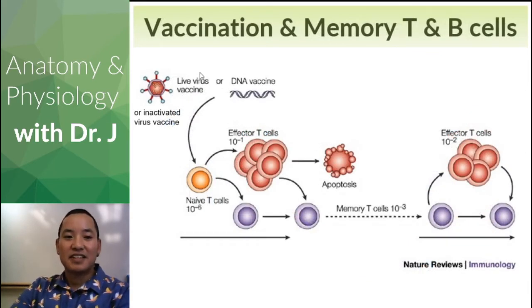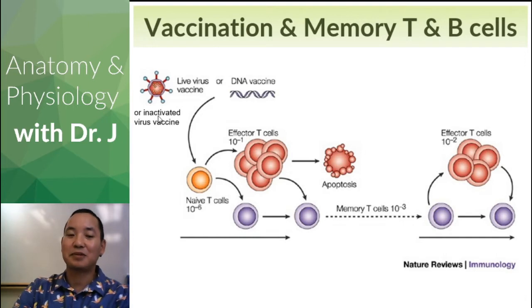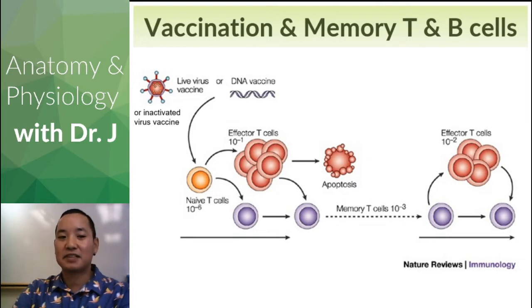So here we have a live virus vaccine or a DNA vaccine, or inactivated, or sometimes we call it attenuated, where it is the live virus, but you process it in a certain way where it can't replicate as much, or sometimes it can't replicate at all. Again, hopefully those dendritic cells upstream start to activate the naive T cells.